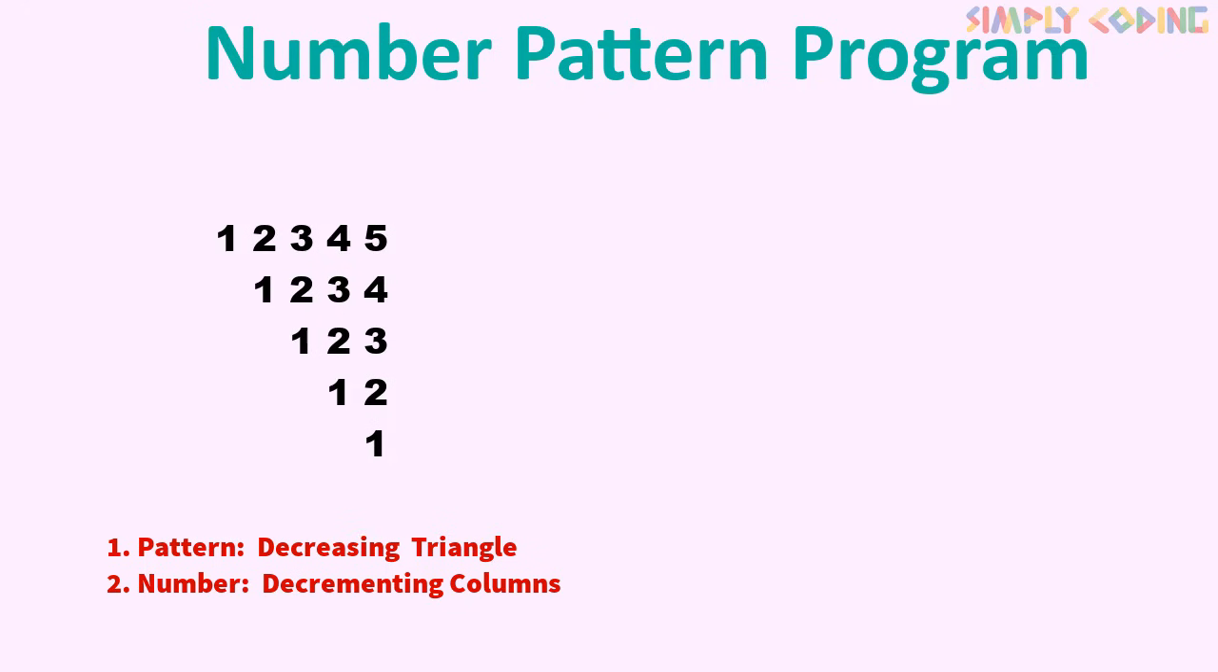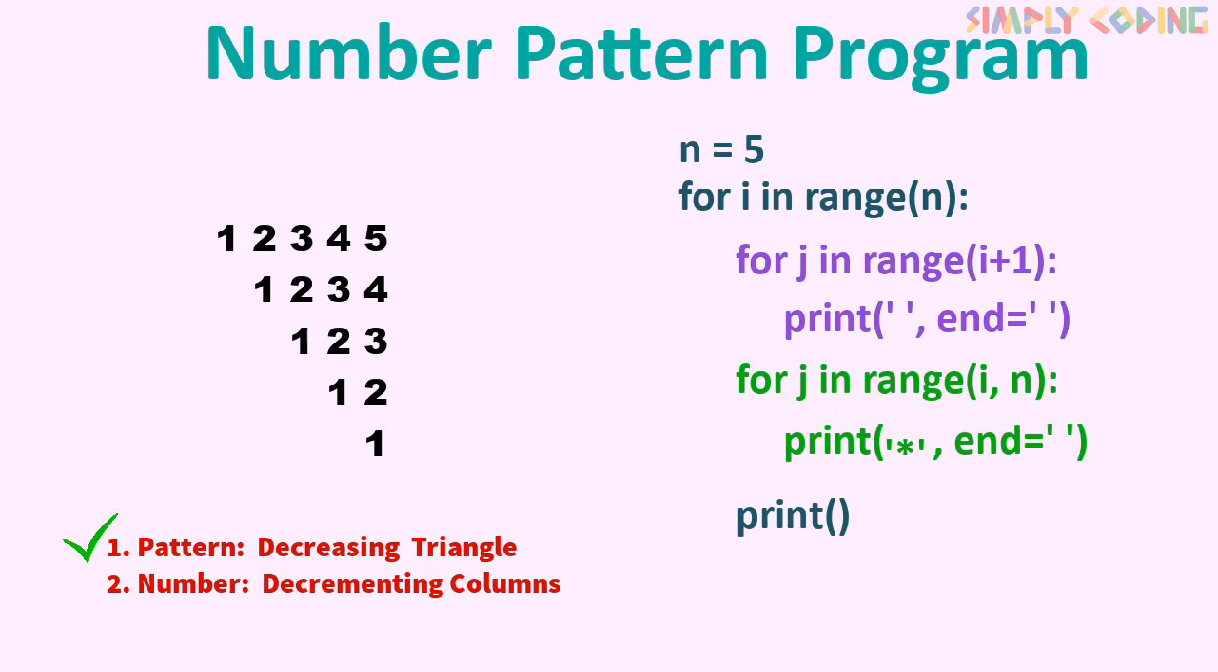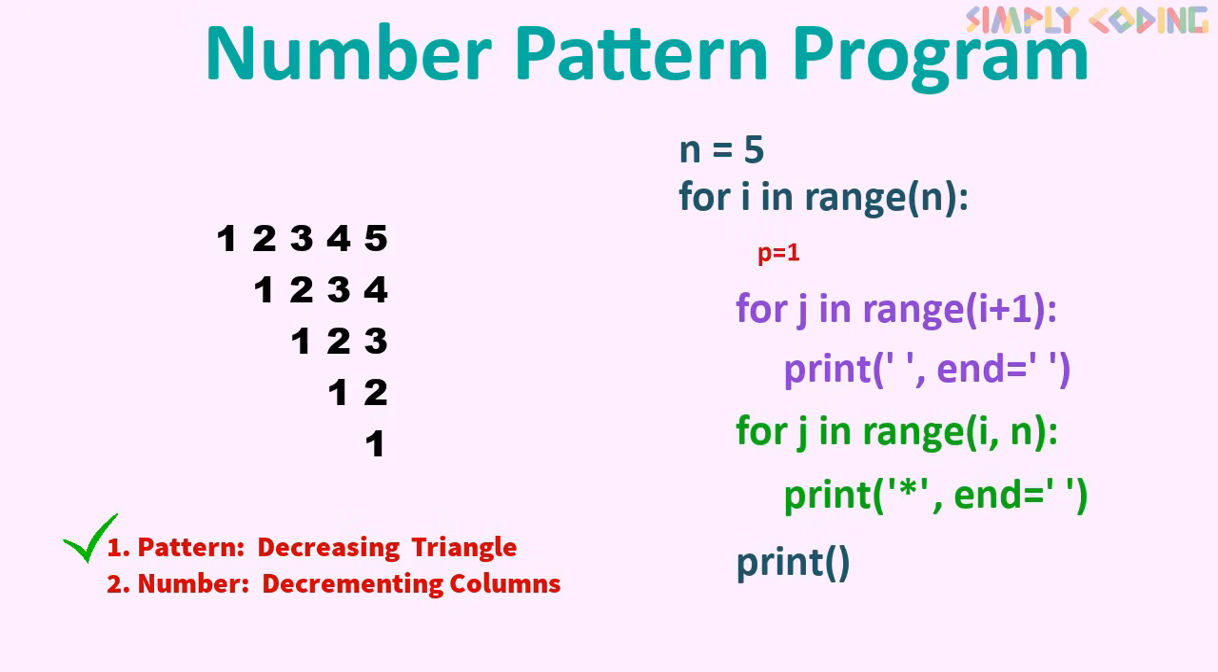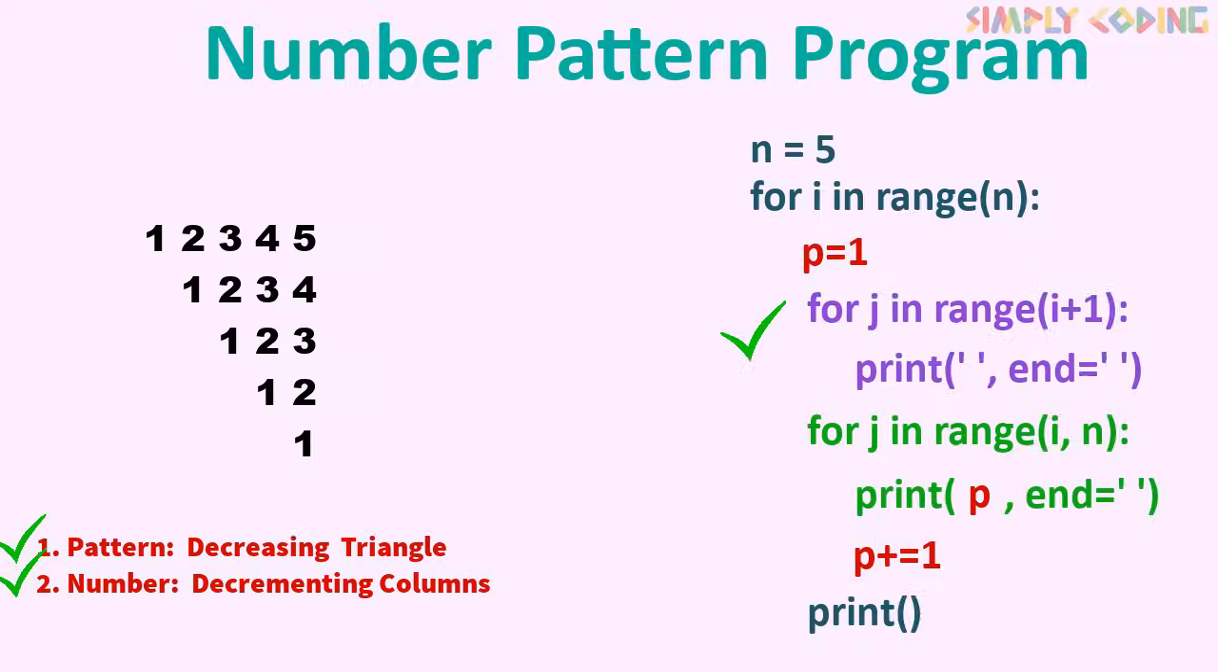Now how does it work for this pattern? Here again we will get our star pattern code for this. We will initialize p to 1 the moment we enter the first loop. There is no change in the loop for space. We go to the loop which prints star, and instead of star we will print p. After printing, we increment p by 1. This gives us the code for this pattern.